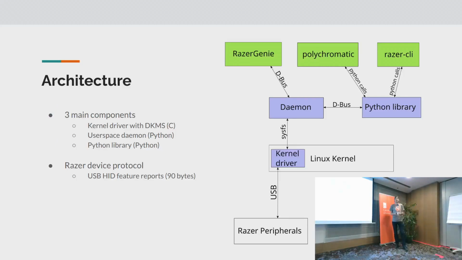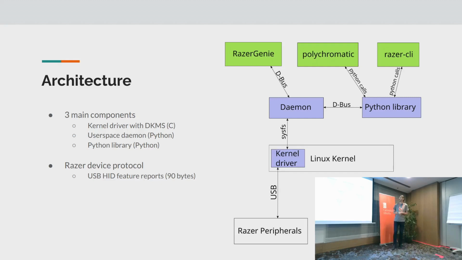How does the software work? We have a kernel driver, which I will go into a bit later. It's not strictly necessary, but it's how the project was started, and it's difficult to change this. It's an out-of-tree driver built with DKMS support. Then we have the daemon, which is the interface between the kernel driver and anything in user space. It talks with the kernel via the sysfs files that it creates. The daemon runs on the D-Bus session bus, so anything that's a user process can talk with the daemon easily.